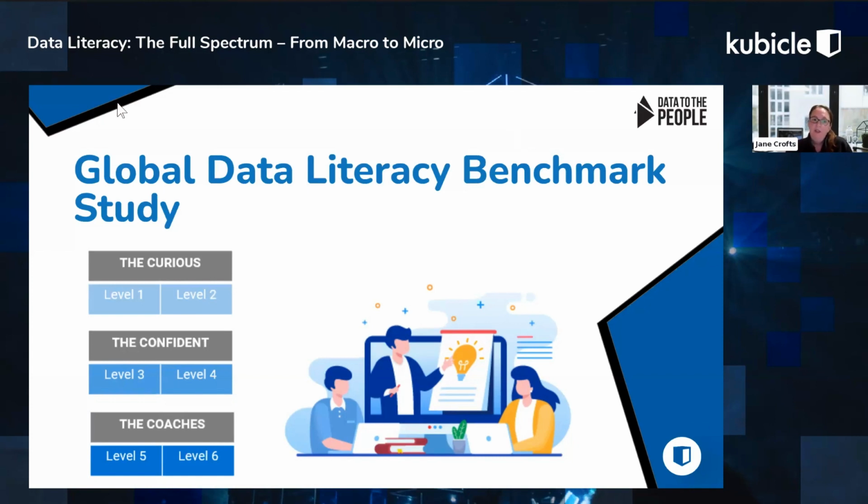And then as much as we need the curious to be wanting to learn and to be developing these skills, we need the coaches to help them develop those skills, the coaches to lead them in the ways of the organization, to help them understand how those competencies apply to them.